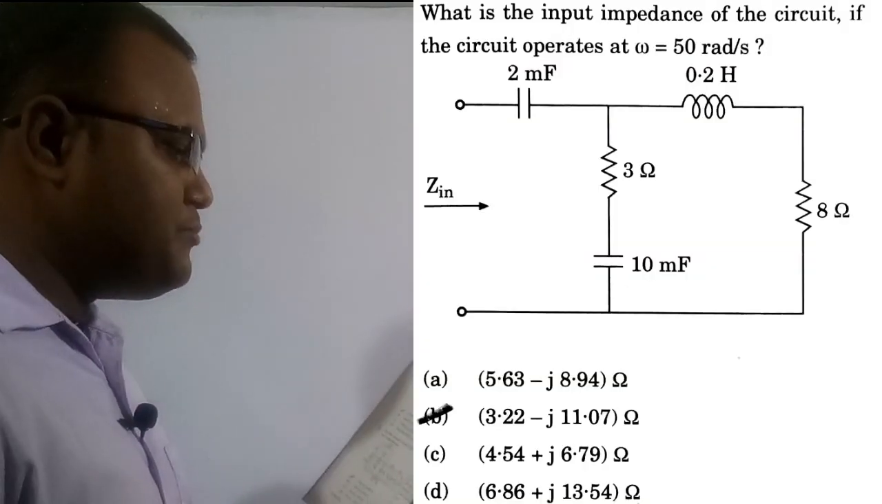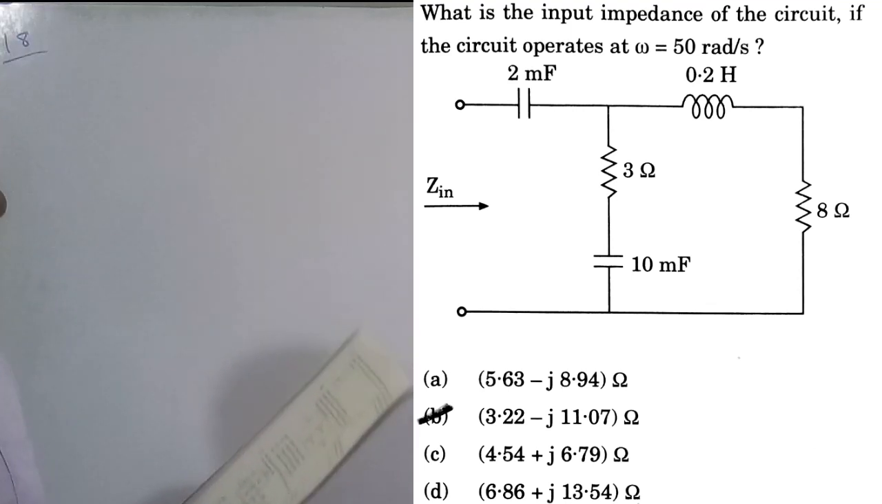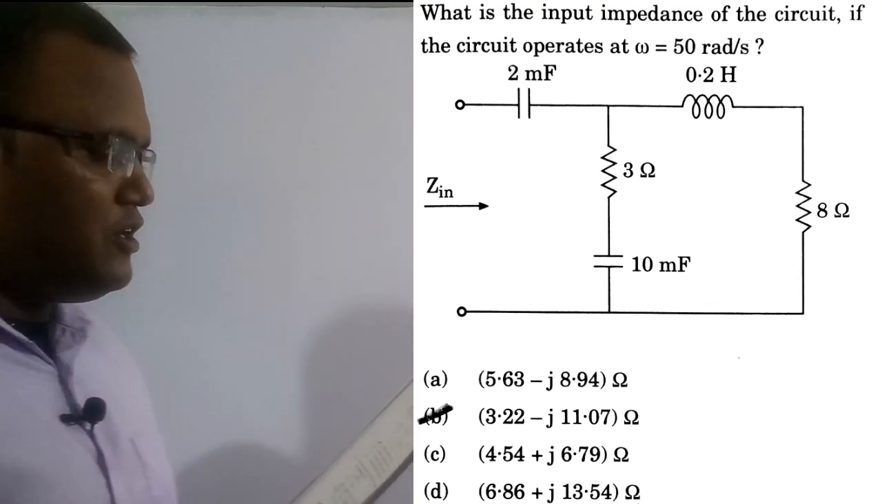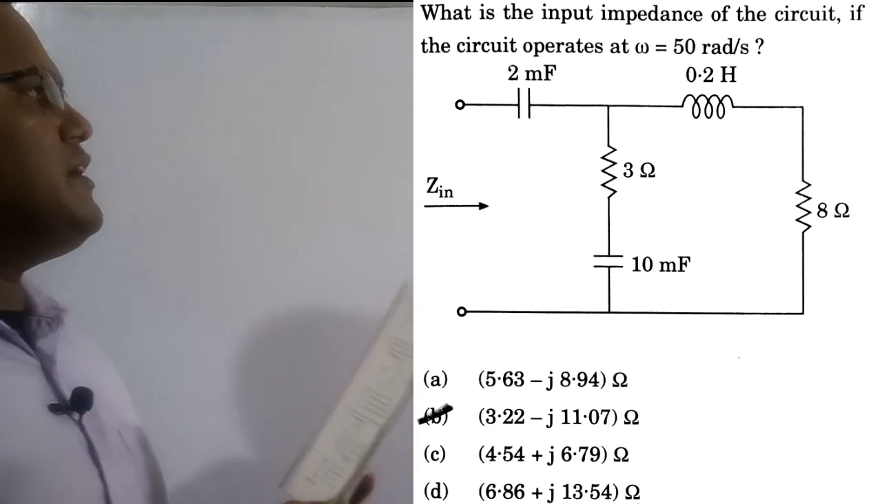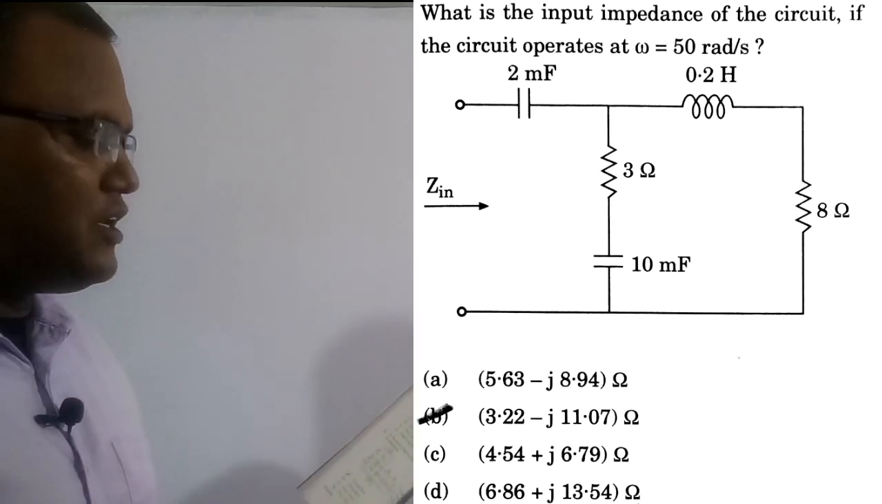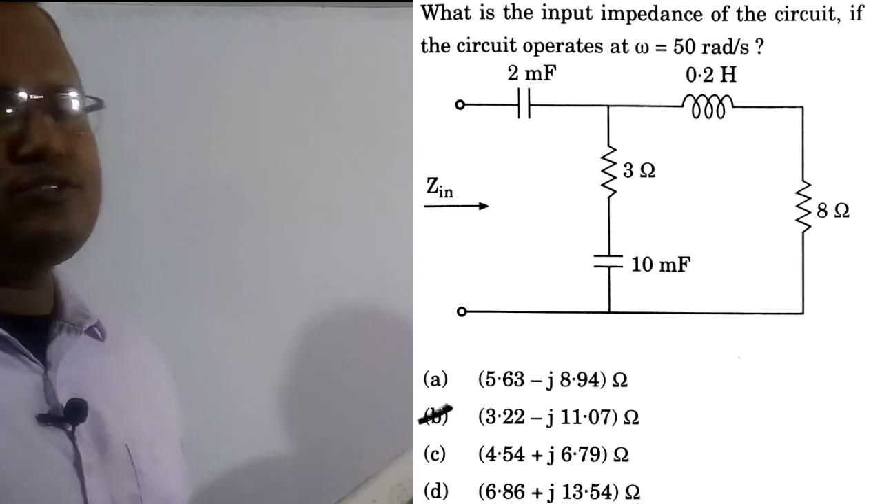Now we are going to solve the 18th question. See the question here. What is the input impedance of the circuit if the circuit operates at omega equal to 50 radians per second? So this is a circuit. Here omega is equal to 50 radians per second. Then we have to find the overall input impedance. Out of the four options, option B is the correct solution of this question.